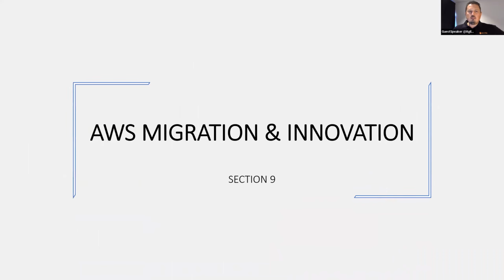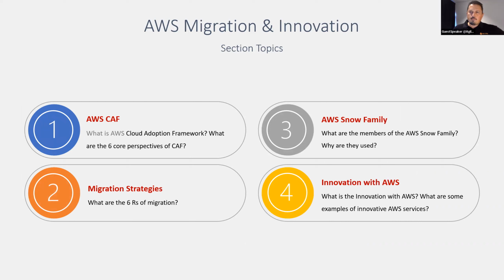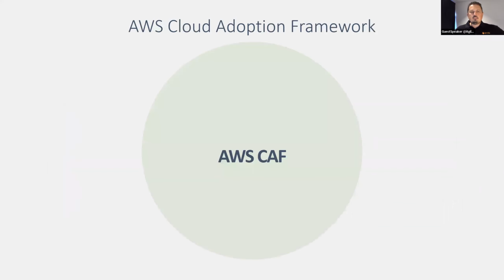Okay, now, if you don't have any question, I want to continue with the migration and innovation part. So here, AWS Migration and Innovation. Here we will look at the AWS Cloud Adoption Framework. We will discuss migration strategies, how we can migrate to the AWS Cloud itself. And while migrating your data, we have the Snow Family you can benefit from, and how you can innovate with AWS. It's a very small topic.